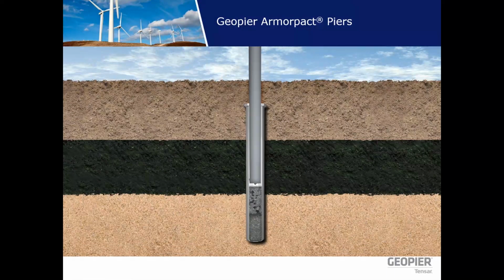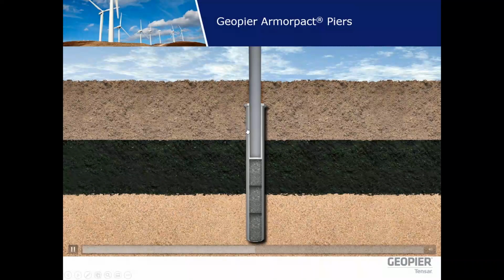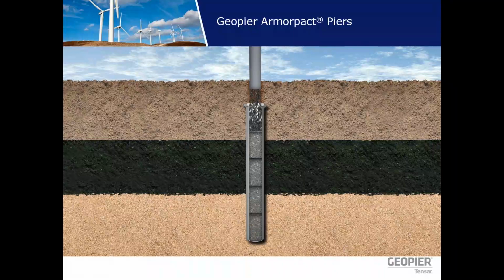The one thing I would want to caution is if you were to push that shell too far down, or if this organic was higher, you could actually have the top of your shell drop below the organics. That would not be an ideal situation, as you would have a portion of your pier that is not confined within that organic zone. So it's important to have good quality control during ArmorPact construction to make sure that does not happen.